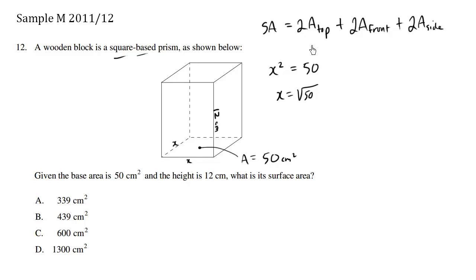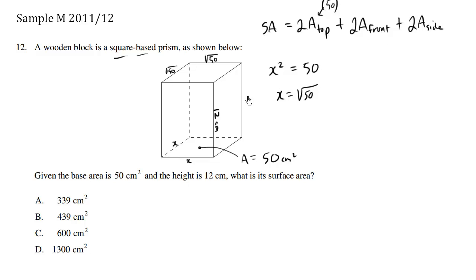So let's try to find the area of the top. We know that this here is root 50, and we know that this also is going to be root 50 because this happens to be the square that we're looking at. This is x and x, which is root 50 times root 50. So the area of the top is going to be root 50 times root 50, which is 50. The square root of 50 times the square root of 50, essentially you get 50.